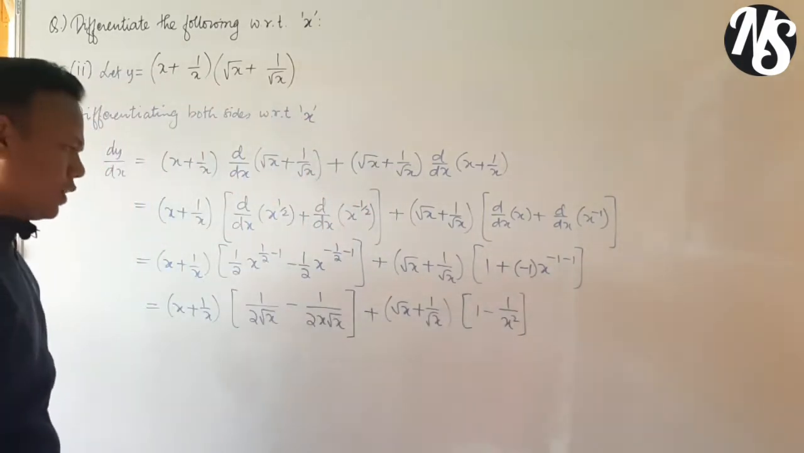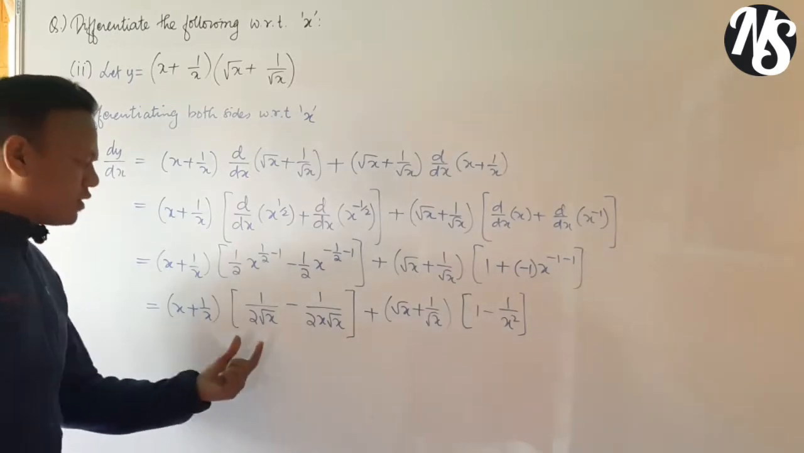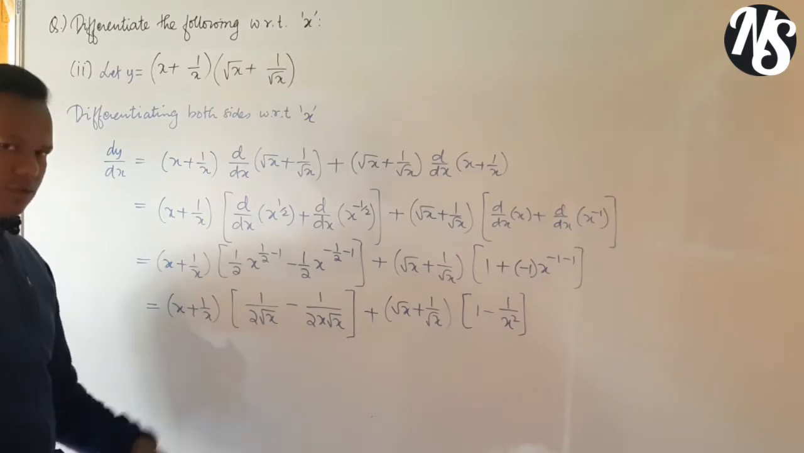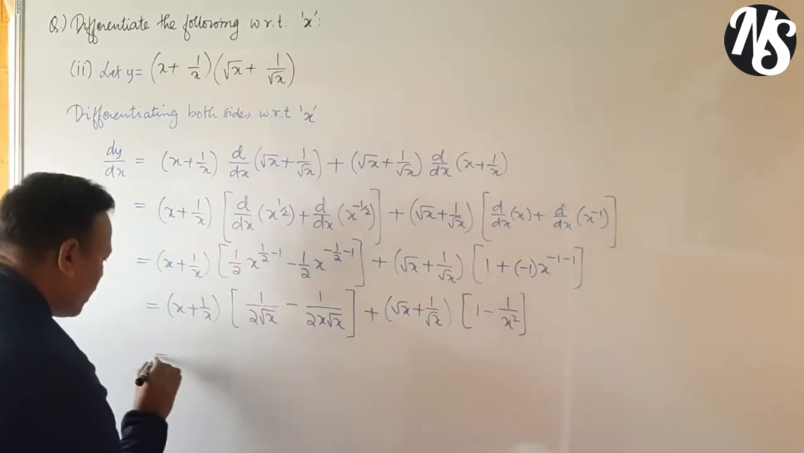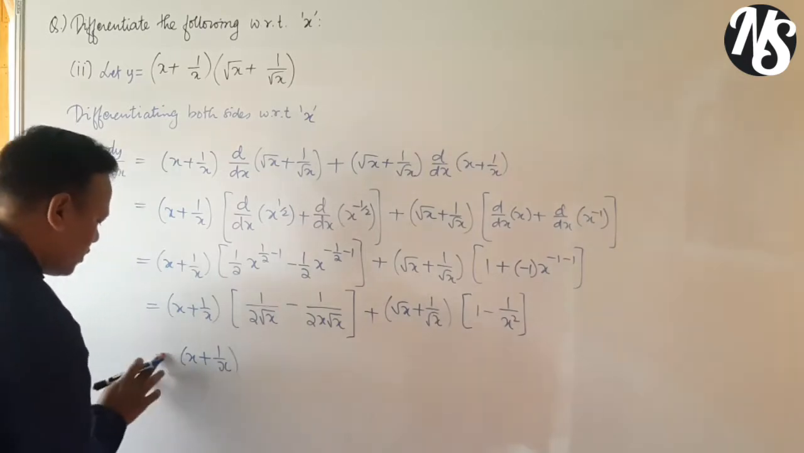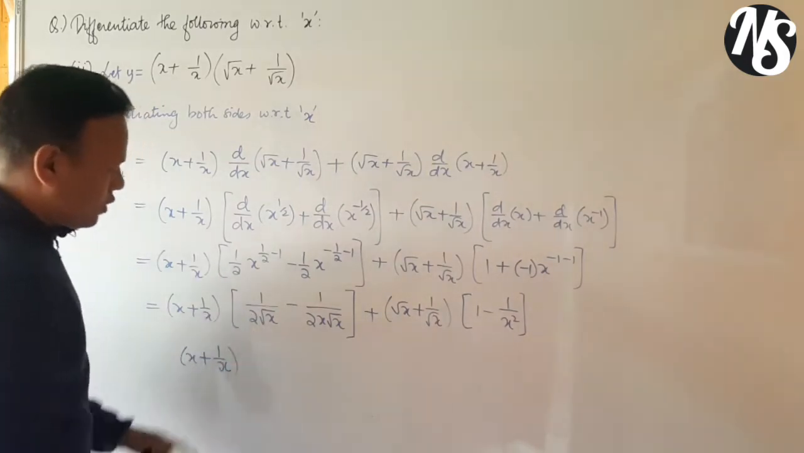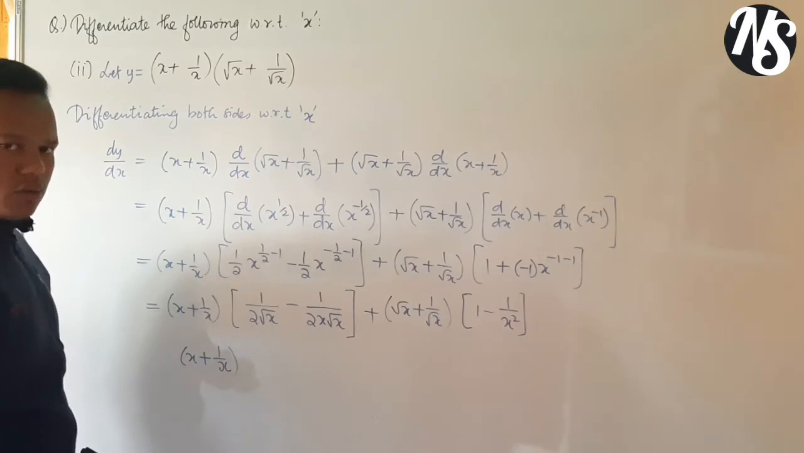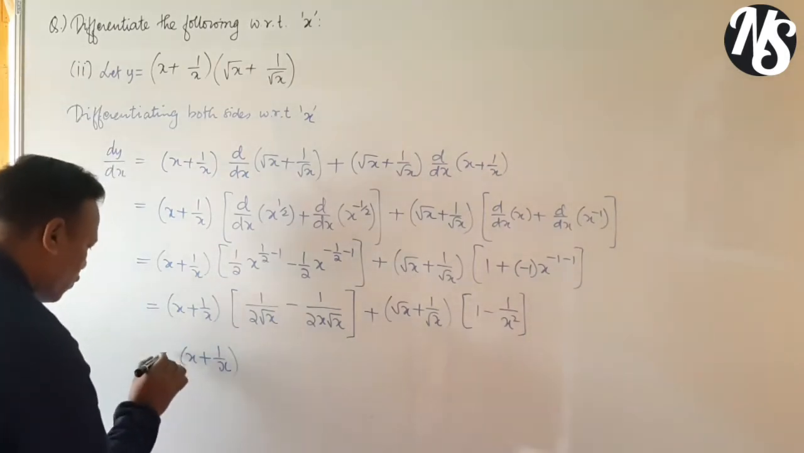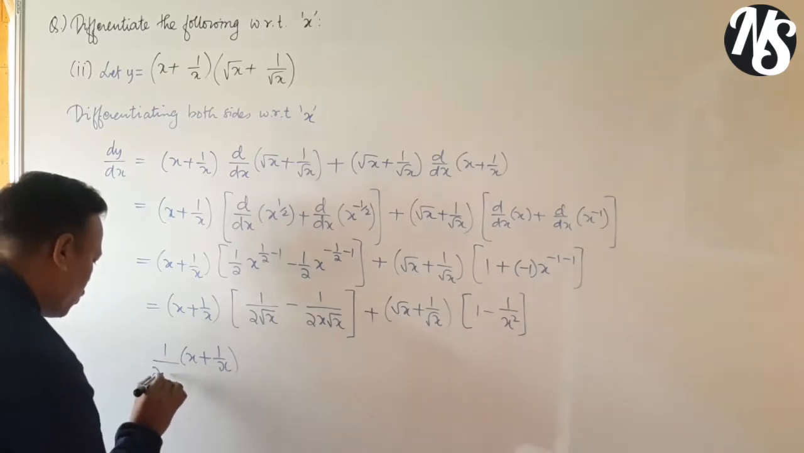Yes. Okay, so if you want to keep your answer this much, that's also fine, or if you want to take something common from here, that is also possible. So we have x plus 1 by x here. Yes, what is common here? 1 by 2 root x. Yes, so if I keep that common, that is 1 by 2 root x.